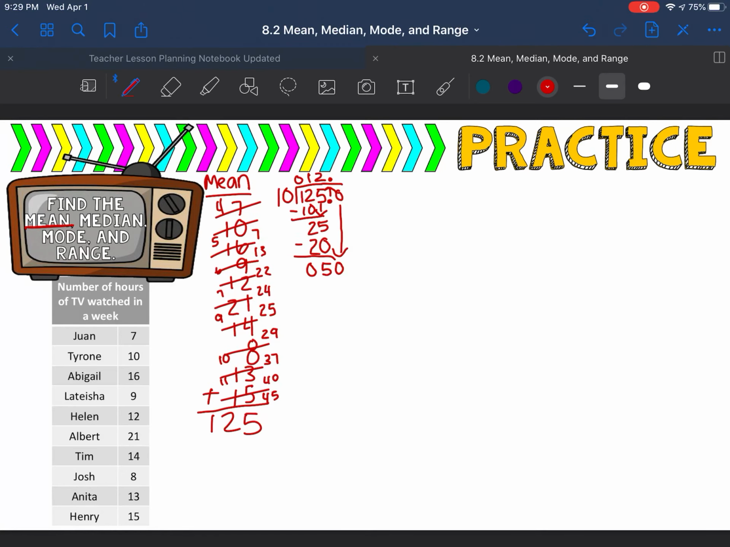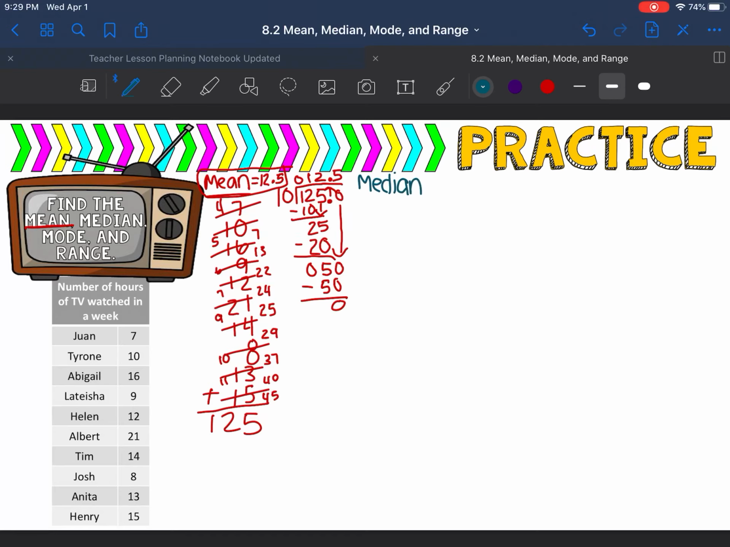How many times does 10 go into 50? 5. So 5 times 10 is 50. 50 minus 50 is 0. So my mean equals 12.5. I'm going to put a little box around that so that way I know my mean is 12.5. So now let's move on to finding our median.